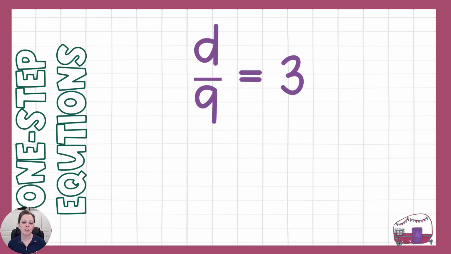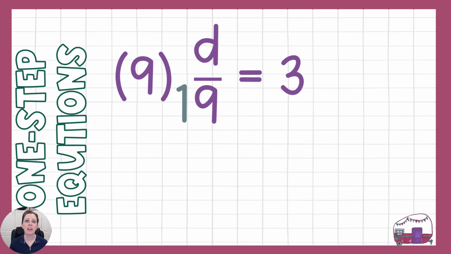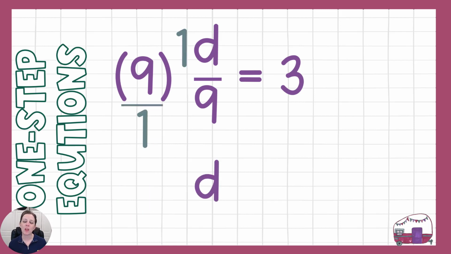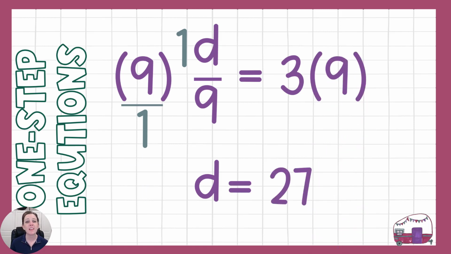Last division problem for us to do together here. d divided by 9 is 3. We're going to do the opposite and multiply by 9. Again, those 1s are there. That's going to give me 1d. Go to the other side. 3 times 9 is 27, so d is 27.